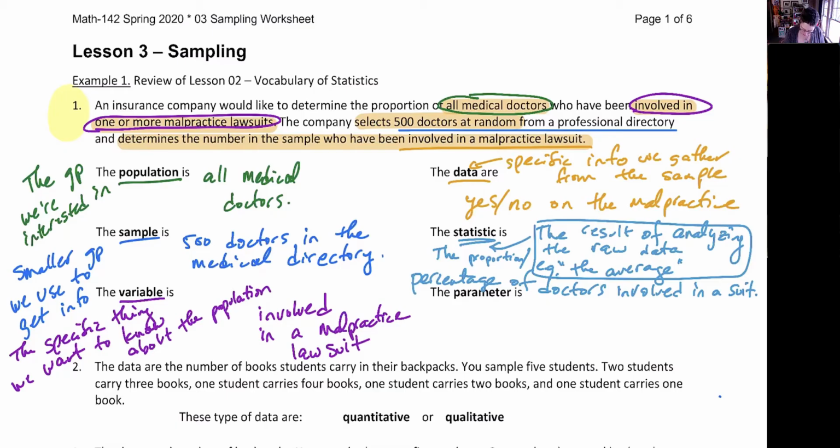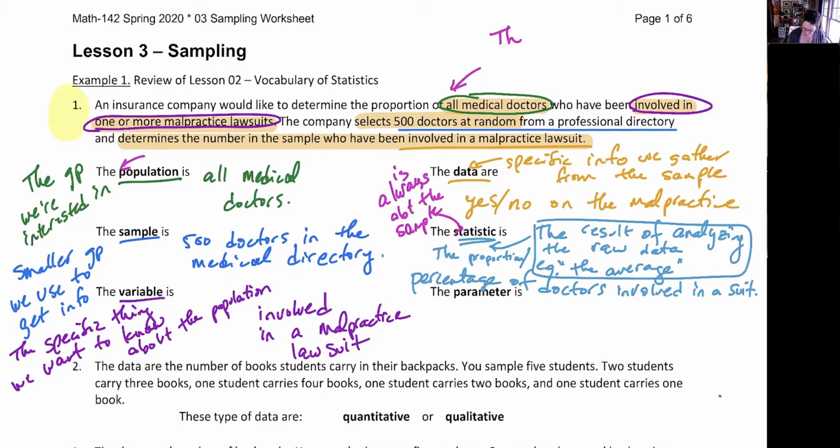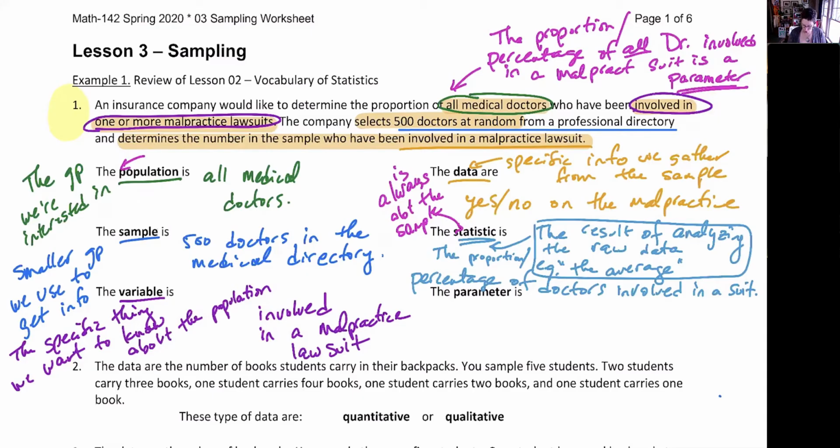And remember, the key thing is that a statistic always goes with the sample. Of all the medical doctors, if we had a percentage about all medical doctors, that would be a parameter. I shouldn't use the word statistic. Sorry. The percentage of all the doctors involved in a malpractice suit would be a parameter. So it's quite possible that, let's say, 20% of all doctors, and I'm totally making this up, versus our sample might have 50%. So this then is the parameter I put up there.